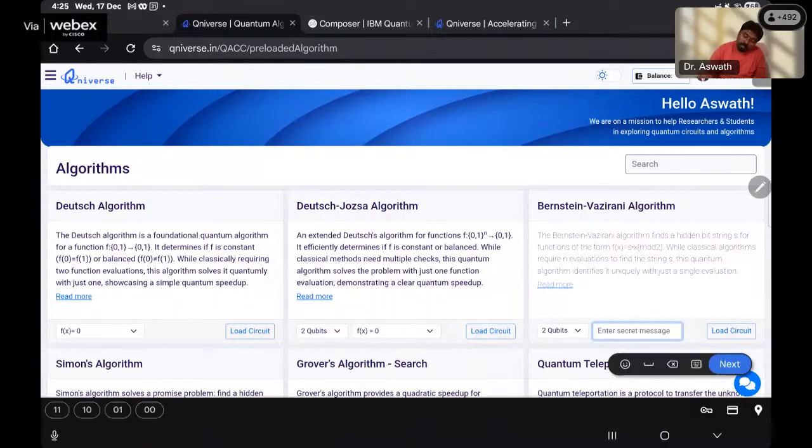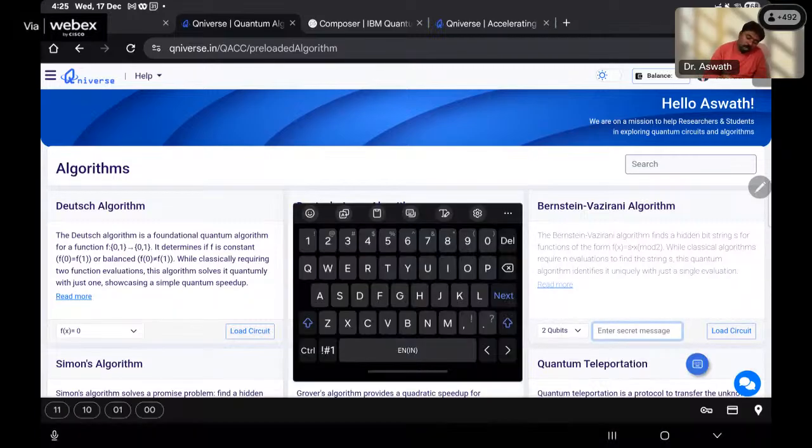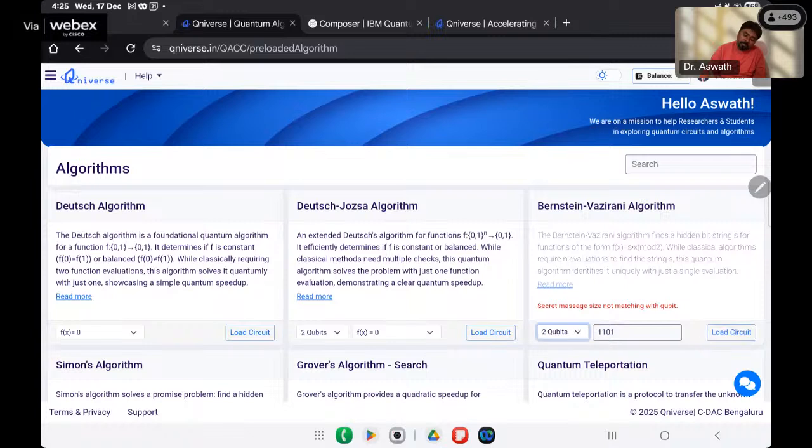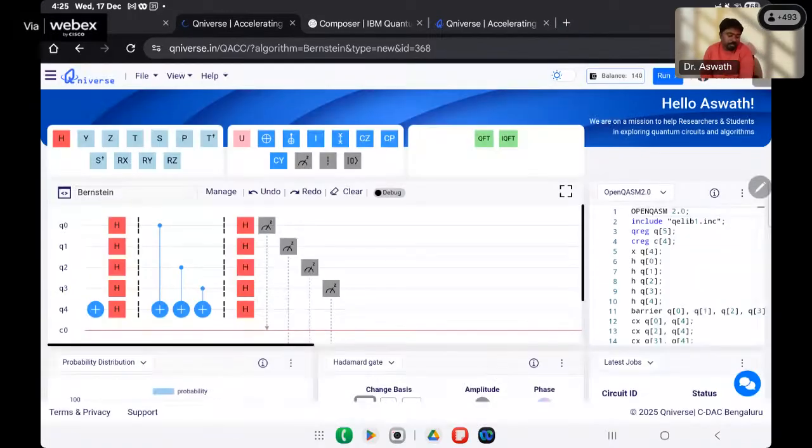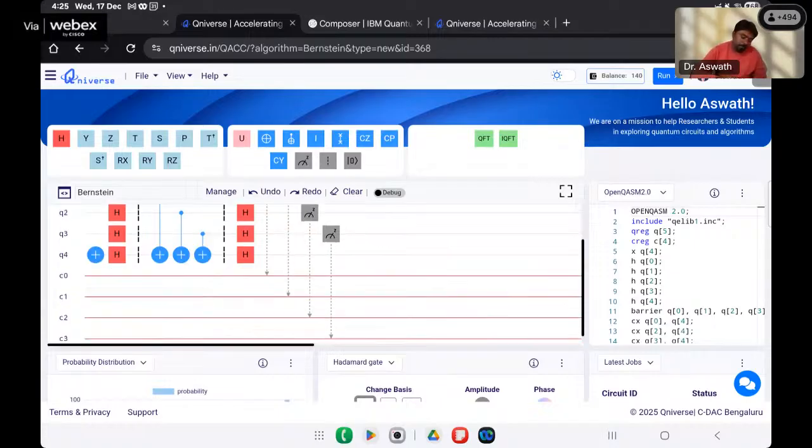Okay, so what is the number? The number is 1101. Okay, load the circuit. I have to change the number of qubits. The number of qubits is 4. Now load the circuit. Yes, see now? It has come up.